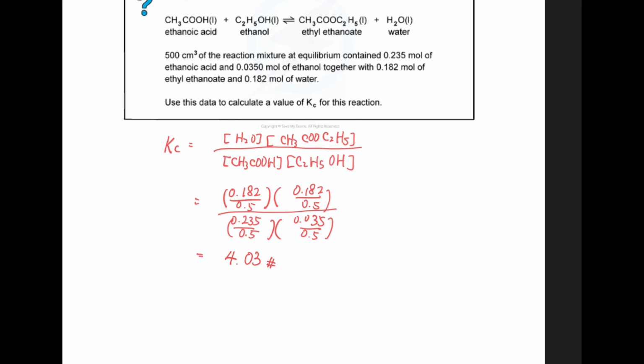Of course, if I'm doing it, I will just cut the 0.5 away, because they are just nice to cancel off. This one cancels with this one, and this one cancels with this one. Then I can just easily key in 4 values in my calculator and get this.